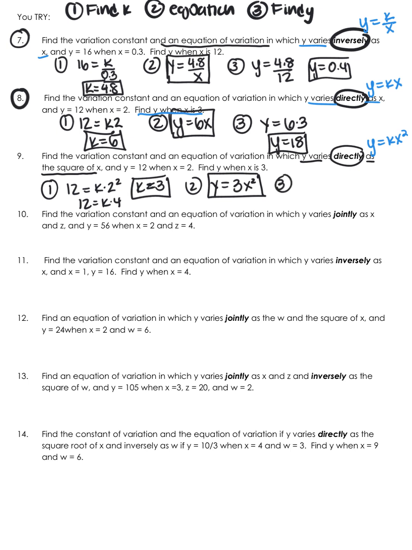And then your third part of your answer, when you find y when x is 3. Three squared is 9. 9 times 3 is 27. So y should be equal to 27.